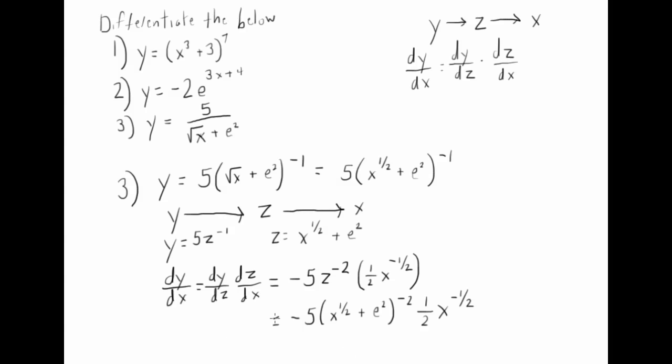Now, I could do this with blah as well, and it's the same sort of idea. The derivative of 5 blah to the negative 1 is negative 5 blah to the negative 2 times the derivative of blah. All right, so that's some coverage of the chain rule.